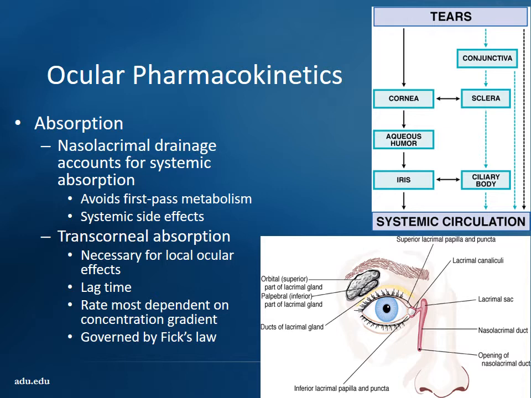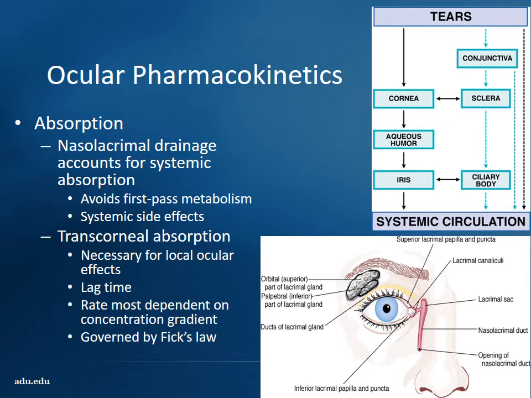So looking at the absorption, nasolacrimal drainage is going to account for the majority of systemic absorption that occurs. The other big thing here is, you guys remember what first pass metabolism is, right? What is it? Yeah, so things that are applied orally go through the liver and you pay the liver tax, and basically it decreases your bioavailability. Going through the nasolacrimal drainage, you're going to have better absorption because you're bypassing the first pass metabolism, right?